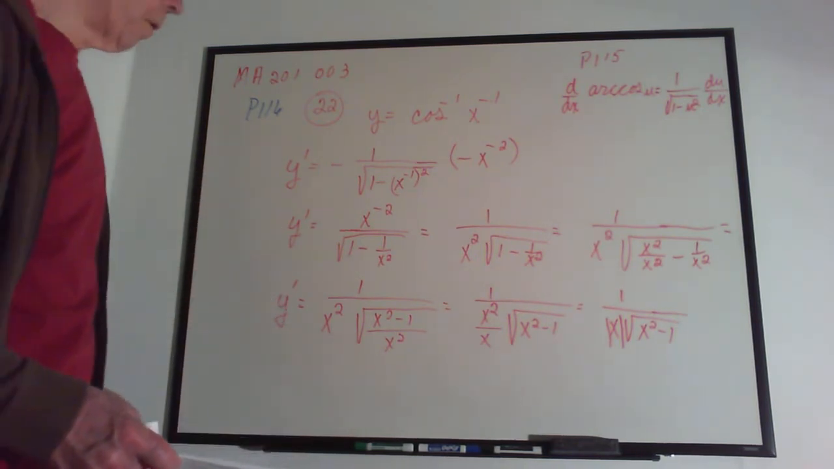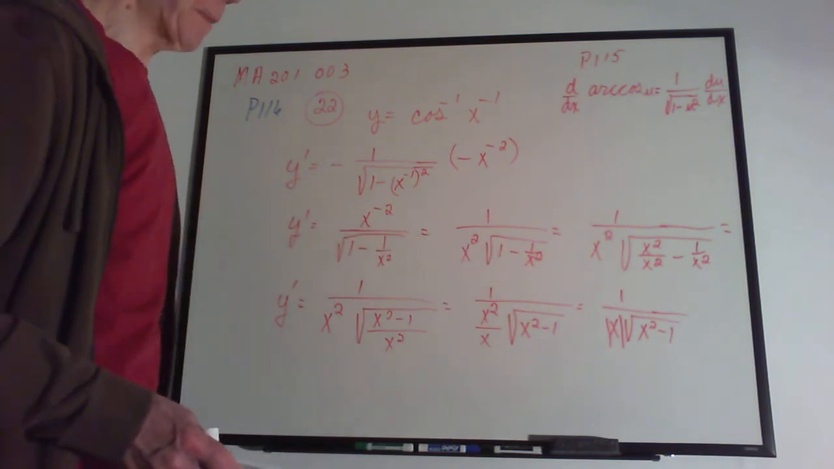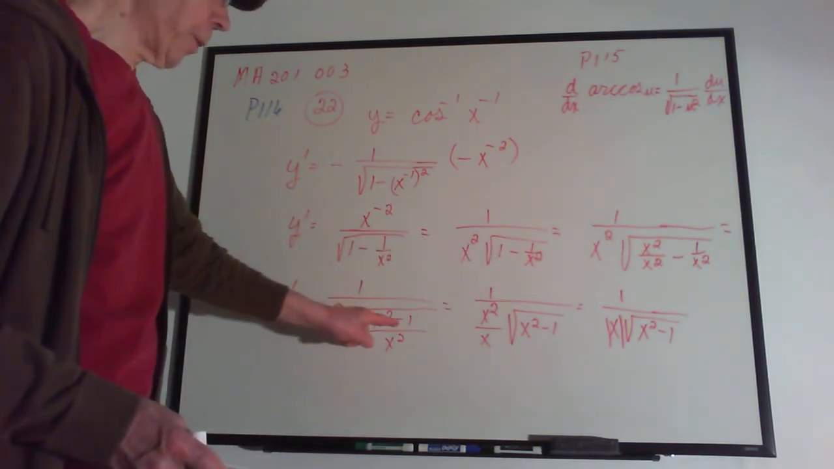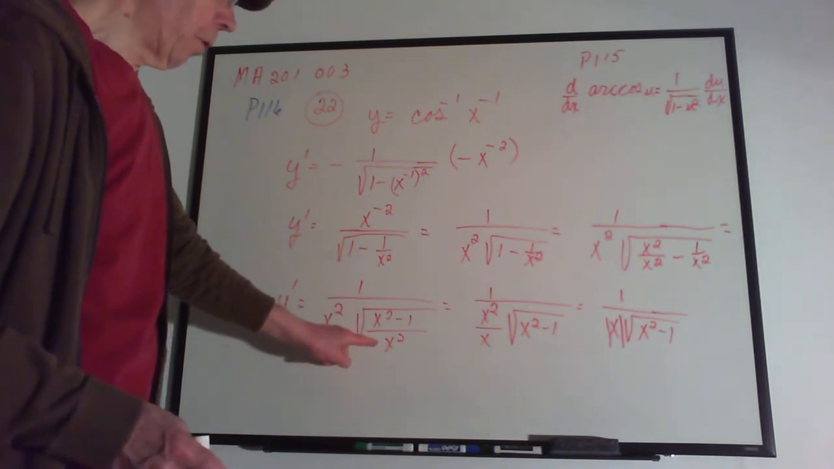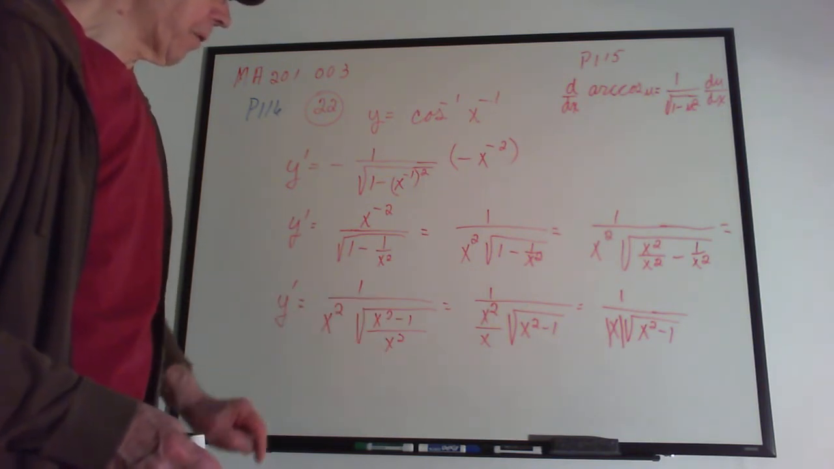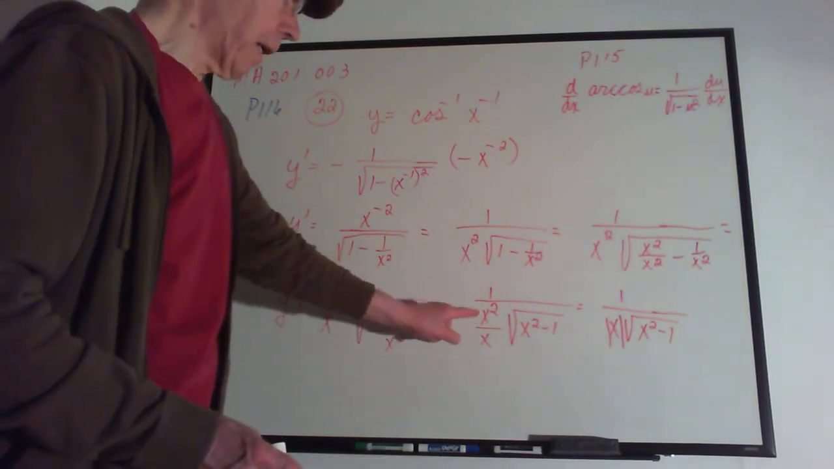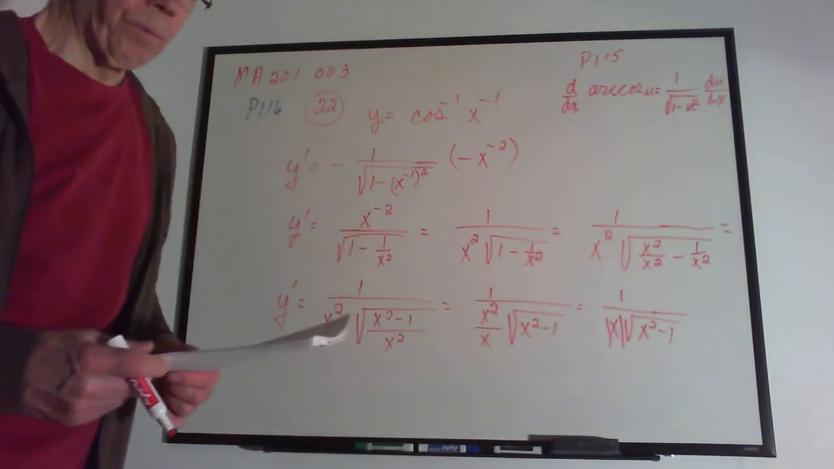All right, so found a common denominator, which is x squared. And that becomes x squared minus 1 over x squared inside the square root sign. Square root of x squared is x. Take it out, simplify it.